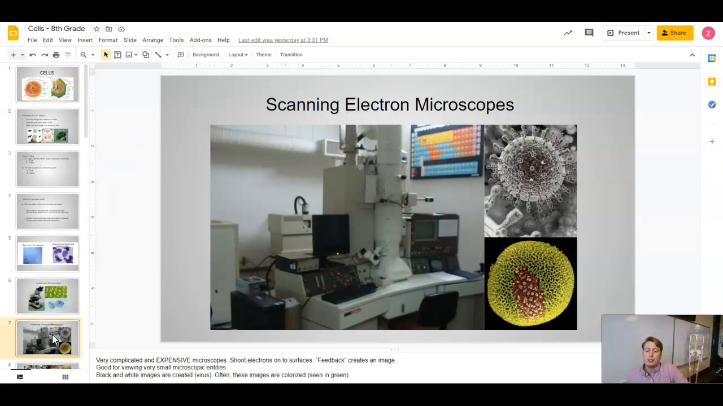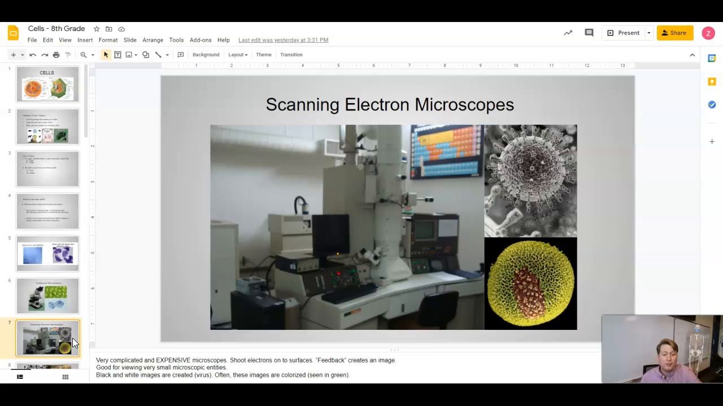And now, scanning electron microscopes. They're a little bit different. So they're very complicated and very expensive microscopes. What they do is they shoot these particles called electrons, and you'll learn more about them in chemistry. But they shoot them at what you're trying to look at, and the signal they receive back creates an image. So they're very good at viewing very, very small things.